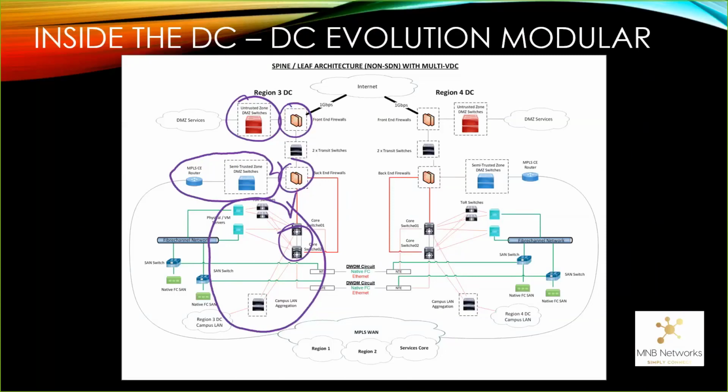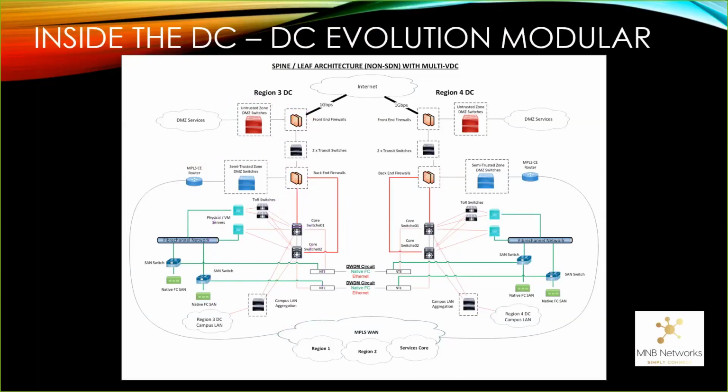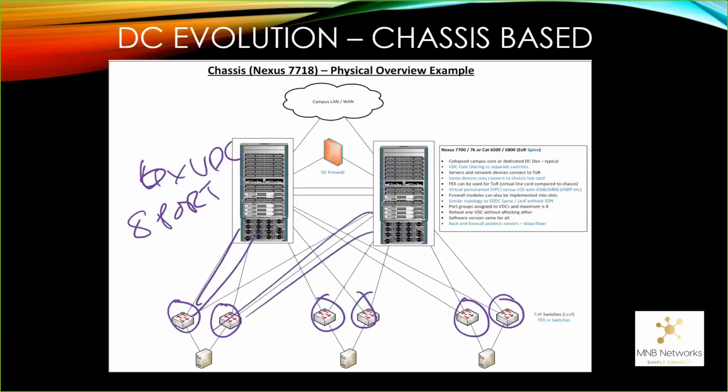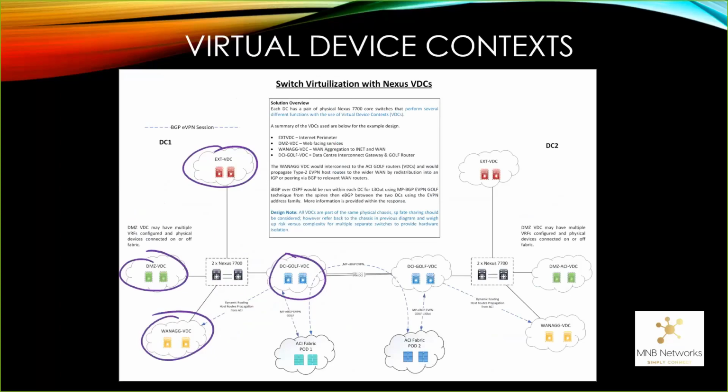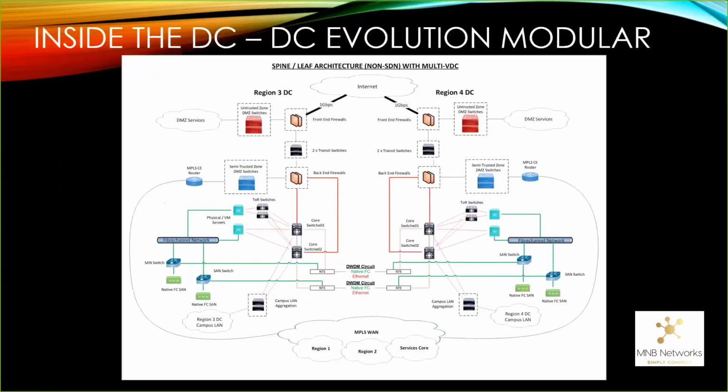Going back to this one, just to recap on where we were. So we talked about chassis-based switches split into multiple device contexts, and this is how that would look. I covered some of it there actually in the diagram. So this is how it would actually look in a data center. So now we're talking about the evolution to a modular data center, and we have a few different zones here, which I touched on a second ago.